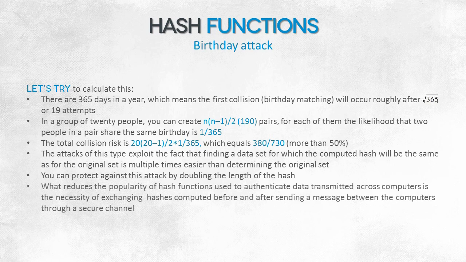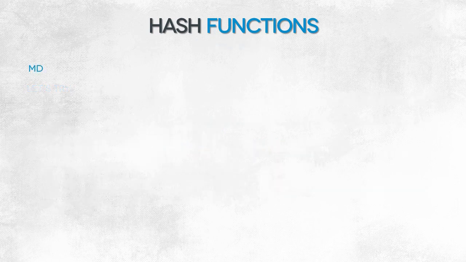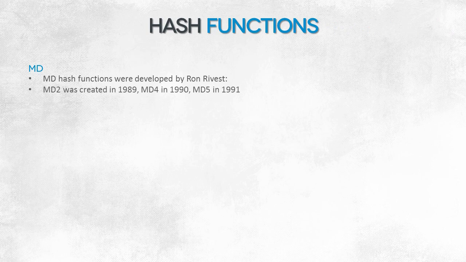We started with 128-bit length. Now there are even hash function results that are 512 bits long. What hash functions are there? The first function is the MD family, message digest. These hash functions were developed by Ron Rivest. MD2 was published in 1989, MD4 in 1990, MD5 in 1991. The functions return 128-bit long outputs.